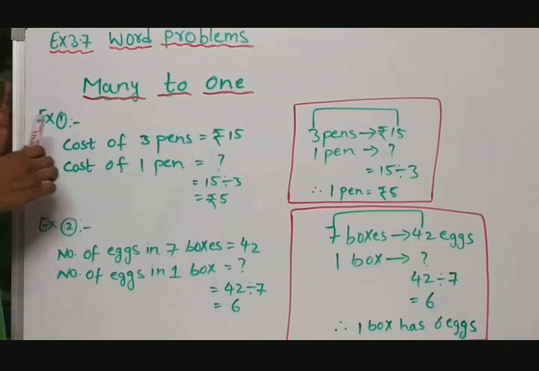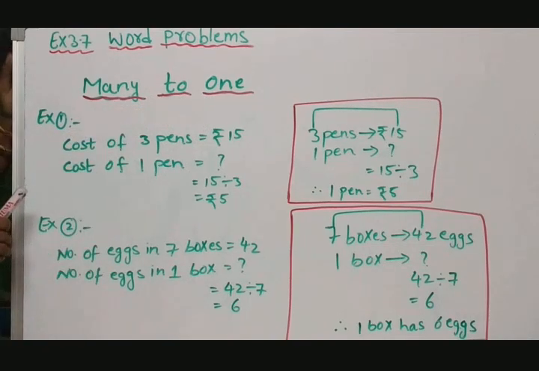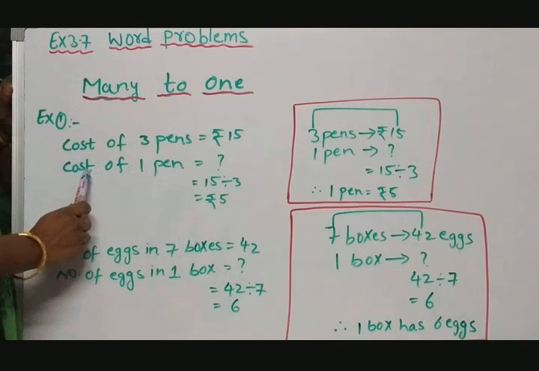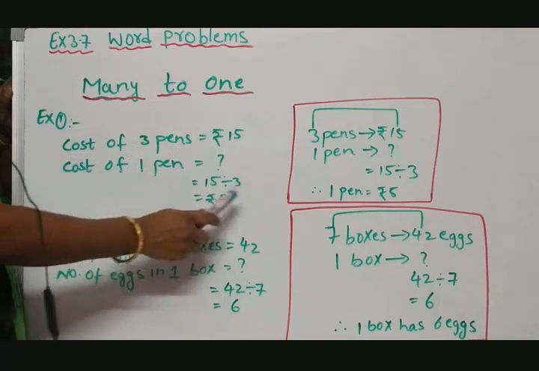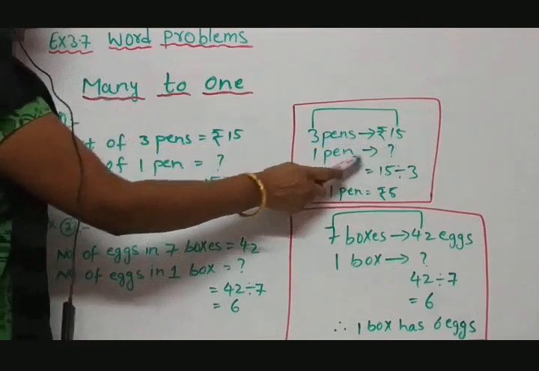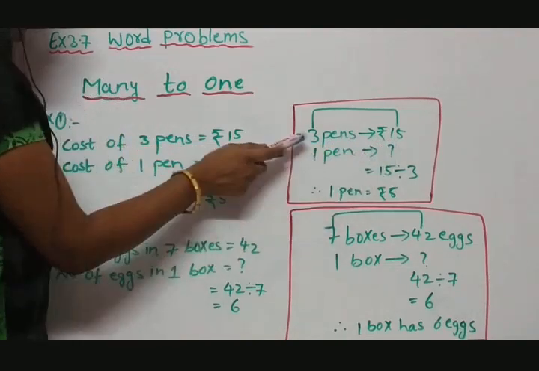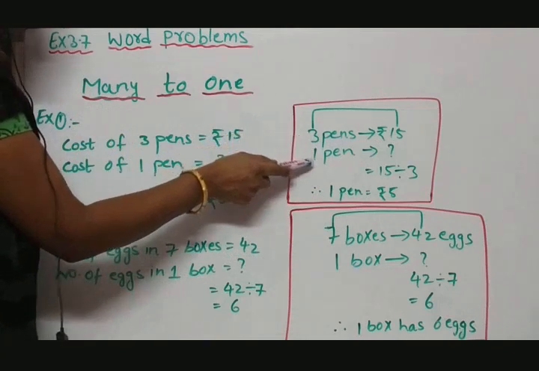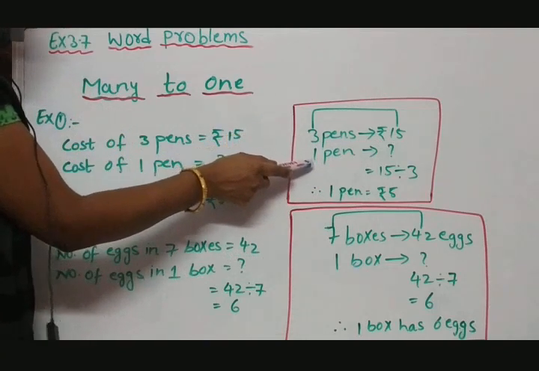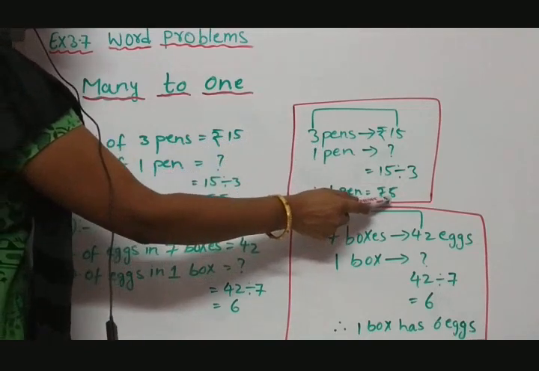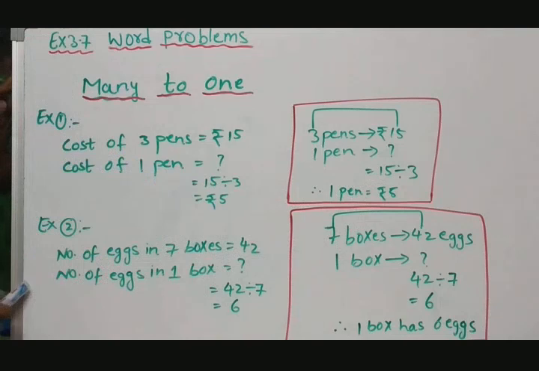Let us see the example. Many to 1 is exactly opposite to multiplication. In this example, cost of 3 pens is 15 rupees and we have to find the cost of 1 pen. So, in a simple way, 3 pens cost 15 rupees. 1 pen cost we need to find out. Here the information is given for 3 pens, for many pens, and we need to find for 1 pen. So we have to use the operation division. So the cost of 1 pen is rupees 5.